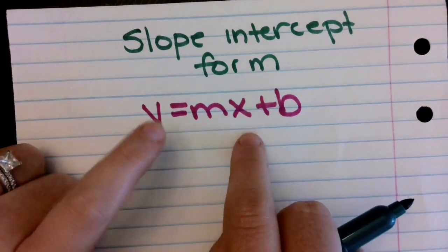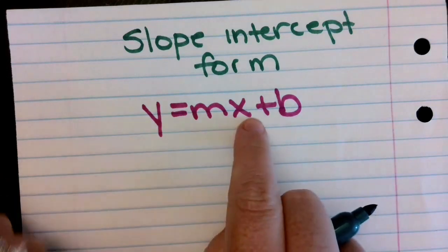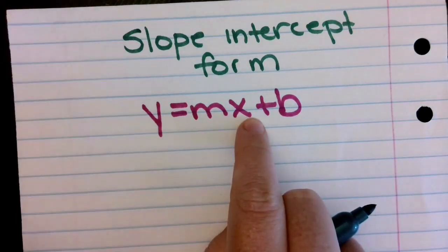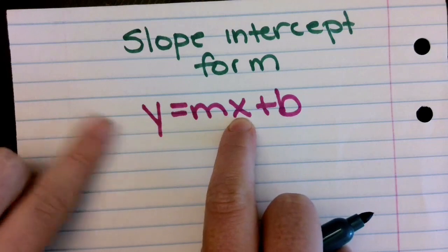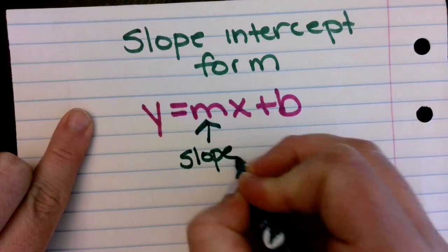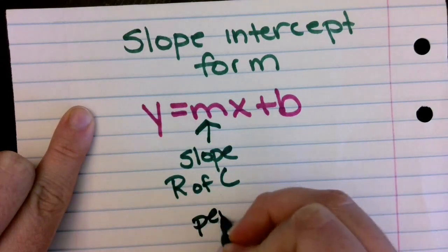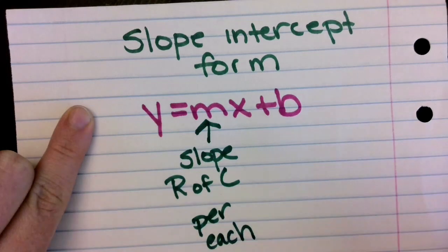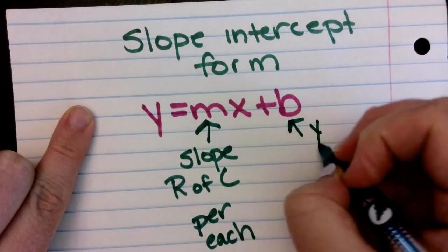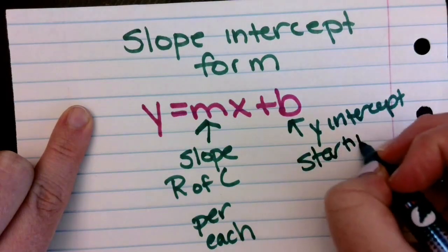Y and x will always be there. Y usually represents your total. X is the amount of each you do or get, depending on what the situation is. It could be time. M is your slope. It is your rate of change. You're going to see words like per or each and so forth. B is your y-intercept, your starting point.